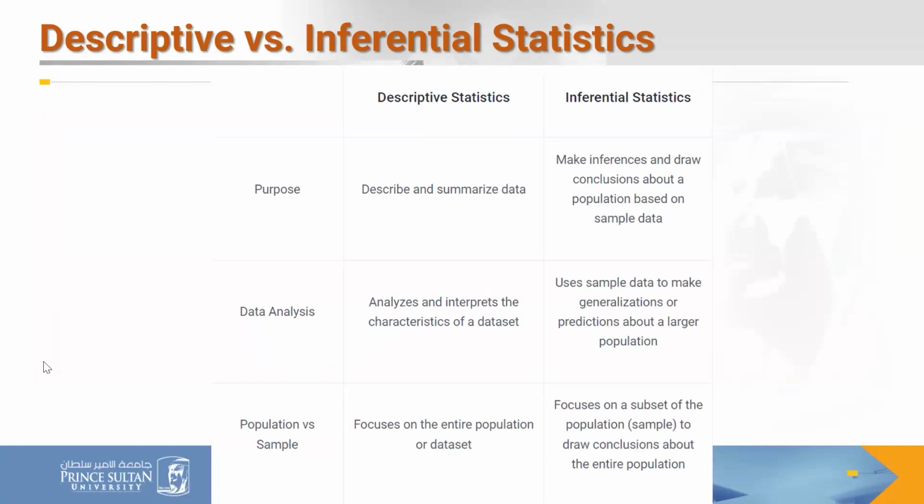The purpose of descriptive statistics is to describe and summarize data, while the purpose of inferential statistics is to make inferences and draw conclusions. In descriptive statistics, we analyze and interpret the characteristics of a data set, while in inferential statistics, we use sample data to make generalizations. Our aim is to draw inferences about the population and to generalize. In descriptive statistics, we focus on the entire population or data set, while in inferential statistics, we look at a subset of the population, which is the sample, in order to draw conclusions about the entire population.